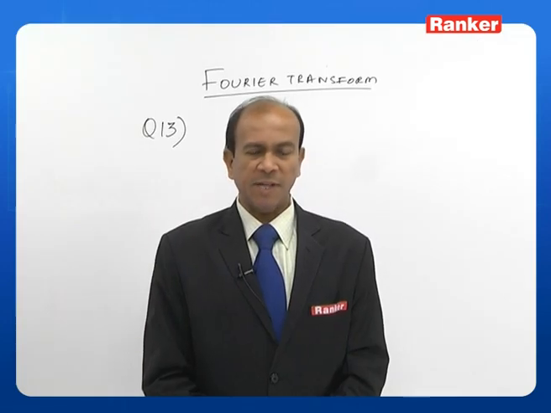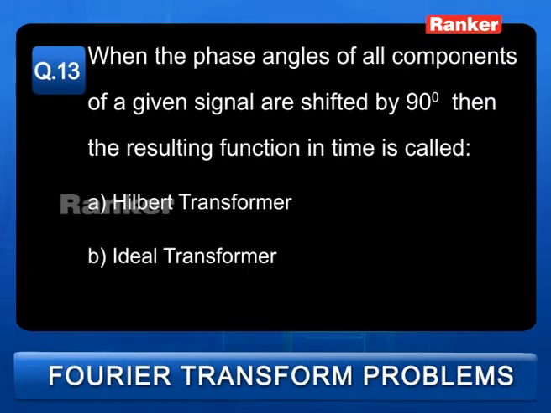So, question number 13 is as follows. When the phase angles of all components of a given signal are shifted by 90 degrees, then the resulting function in time is called A. Hilbert transformer, B. Ideal transformer.